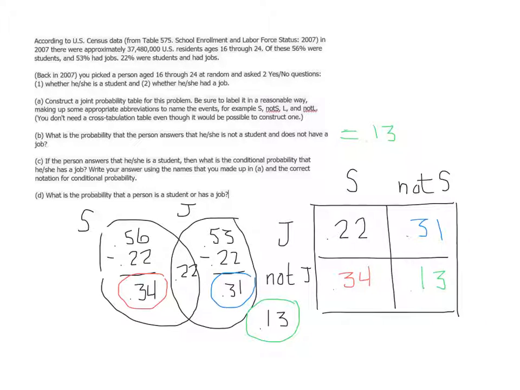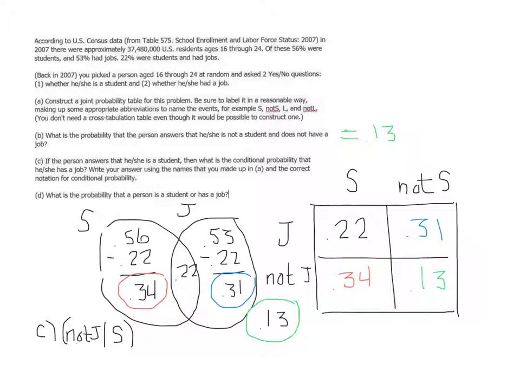C says, if the person answers that he is a student. So this is a conditional probability. If the person answers that he is a student. So that's like saying, given the person is a student, what is the probability that he does not have a job? Not have a job.